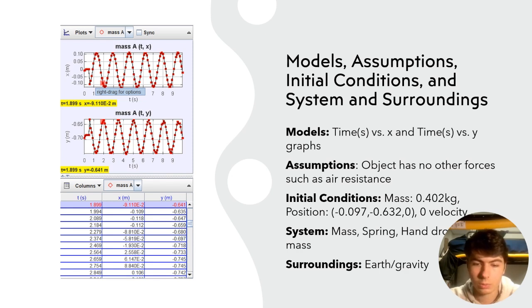Some initial conditions were that the mass is 0.402 kilograms, the position is negative 0.097 in the x, negative 0.632 in the y, and 0 in the z, and that there's zero velocity. The system is the mass and spring and the hand dropping the mass, and the surroundings is Earth, or just gravity. And on the left side, you can see the Tracker video that I used.